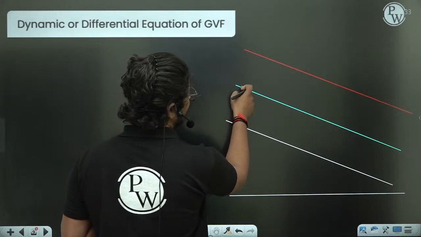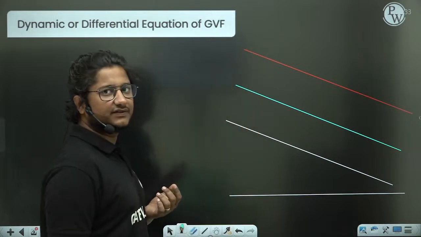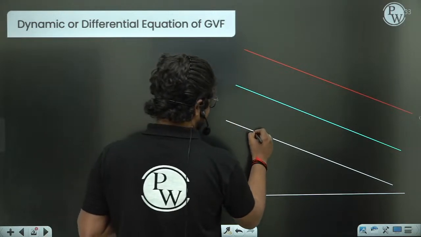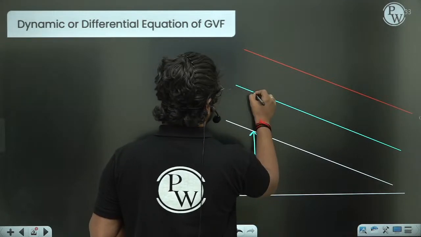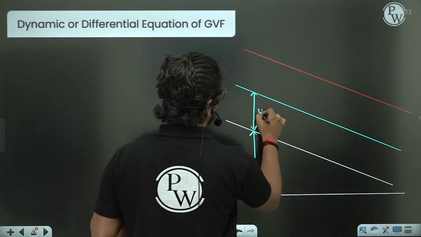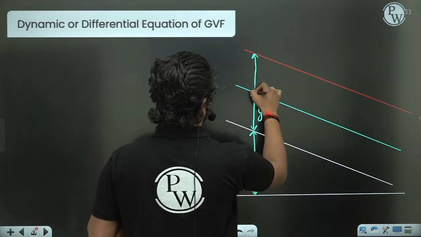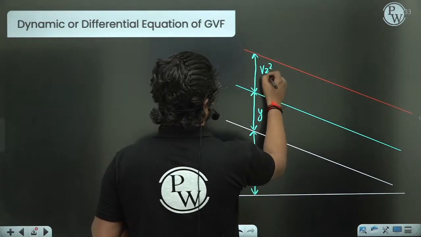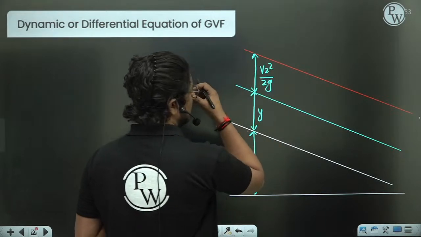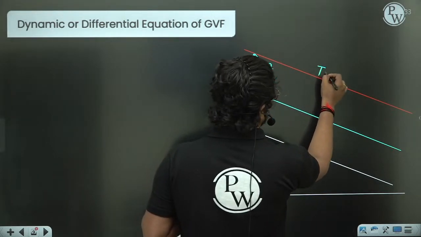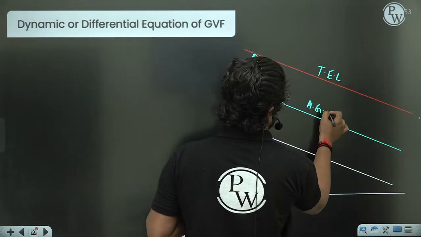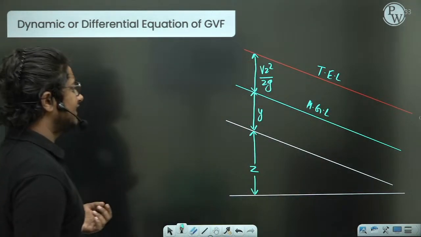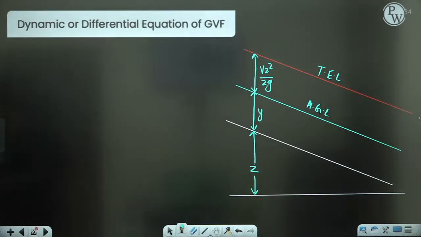This line, the slope will be SW. This line, the slope will be SF. This depth we call Z, the elevation head. This we call Y, the depth of the flow. And this is the velocity head, V square upon 2g. If you want, you can write down this part. This is the total energy line. This is the HGL line. I think till here nobody is having any doubt.